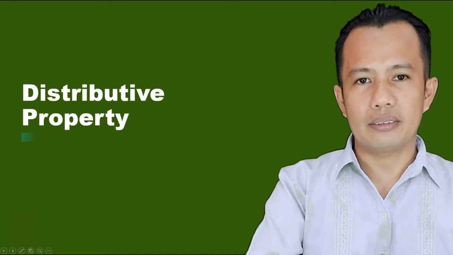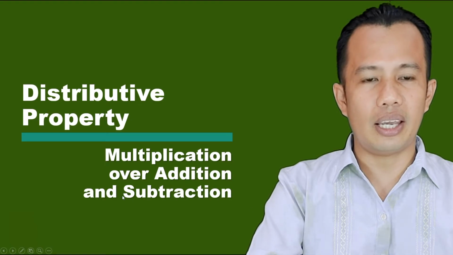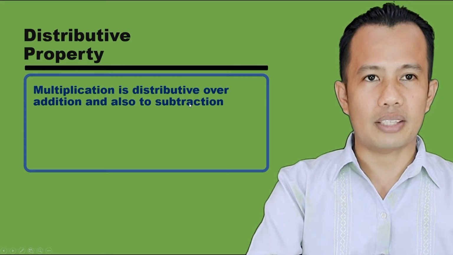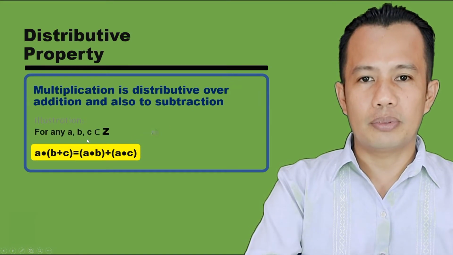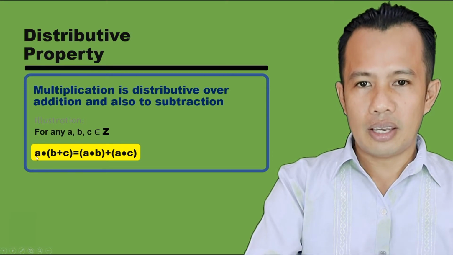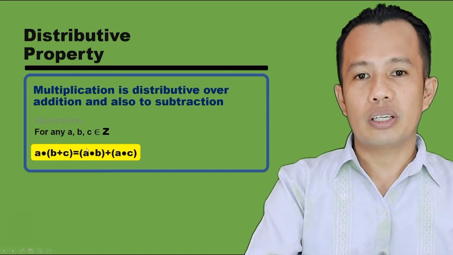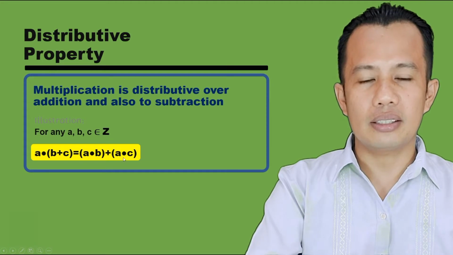Next property, the distributive property of multiplication over addition and subtraction. This states that multiplication is distributive over addition and also over subtraction. To further understand this, let's see this illustration. For any A, B, and C element of the set of integers, A times the quantity B plus C is equal to the quantity A times B plus the quantity A times C.